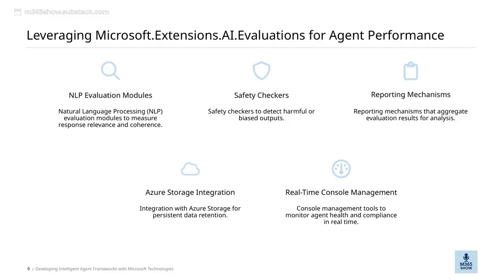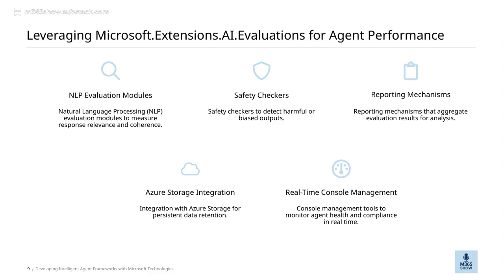This integration is crucial for maintaining a comprehensive record of agent activity and performance over time. We also have reporting mechanisms in place that aggregate evaluation results. These reports give us valuable insights into how our agents are performing, highlighting strengths and areas for improvement. It's about making data-driven decisions to refine our frameworks. Safety is paramount, so we include safety checkers to detect harmful or biased outputs. This helps us ensure that our agents are producing responsible and ethical responses, aligning with our overall standards.